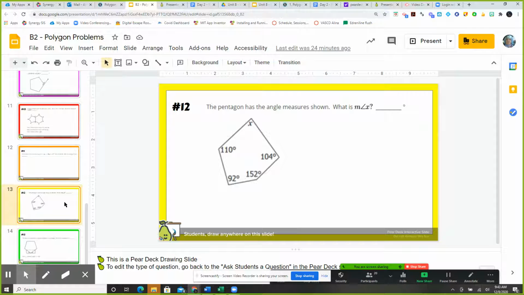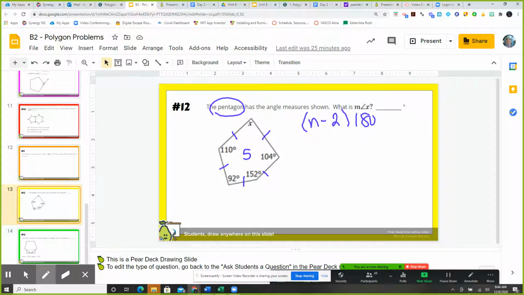What about number 12? Is that regular or is that irregular? Irregular. So because it's irregular, can I divide by the total number of sides or do I have to subtract? Yeah, I do have to subtract. So what math do I have to do? How many sides are there? 5. Because it's a pentagon. So what's the total number of degrees? Can I use 360 or do I need to use that n minus 2 times 180? We've got to do that n minus 2 times 180.